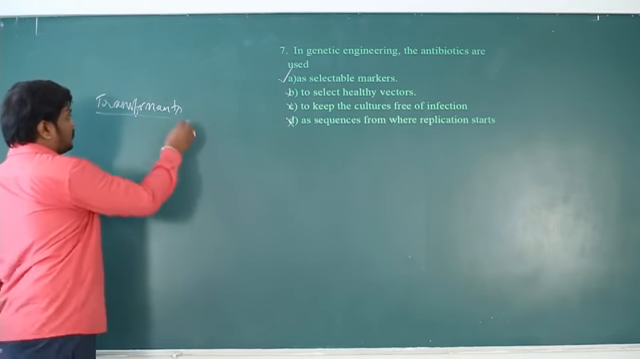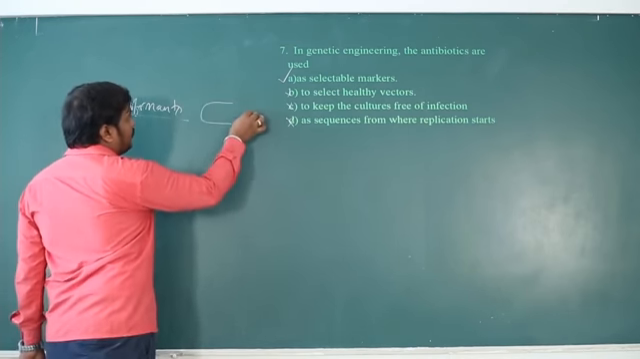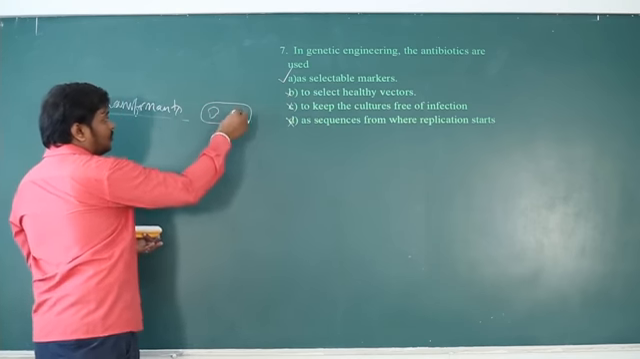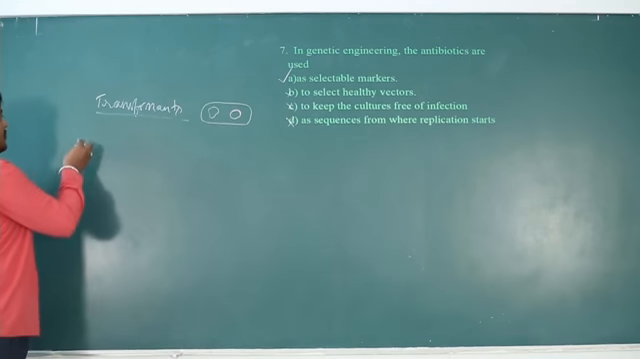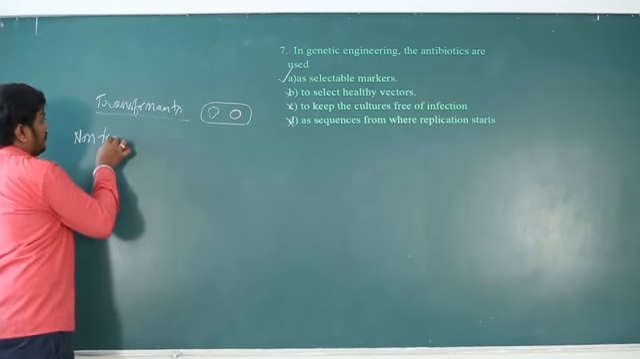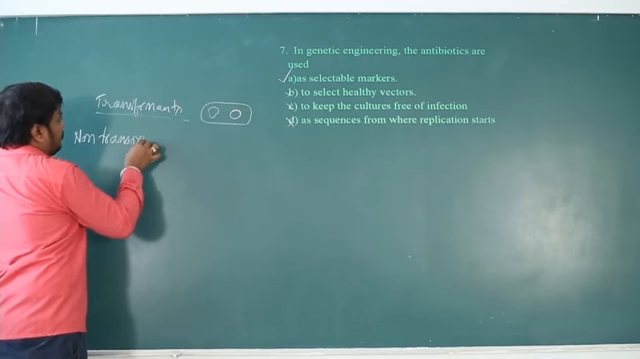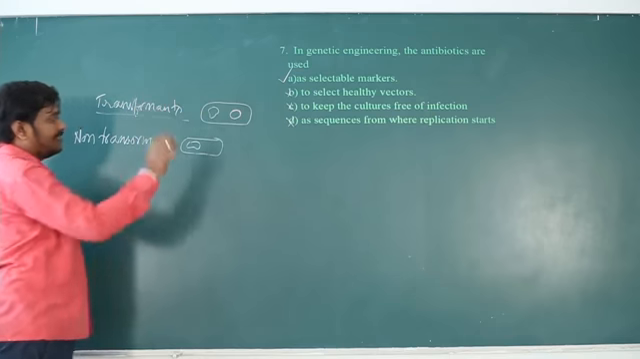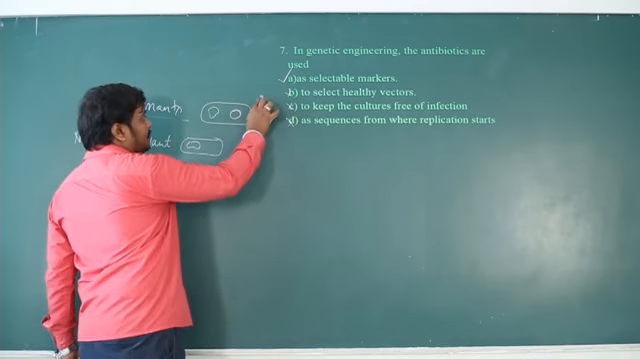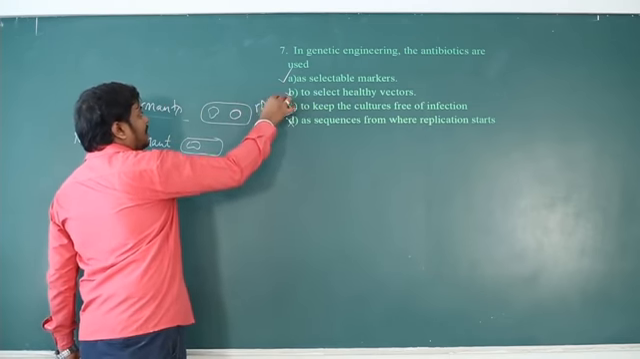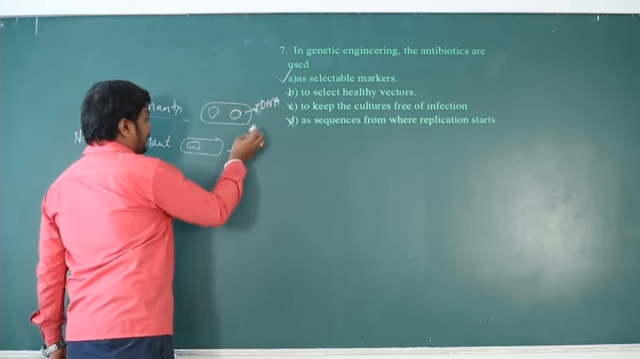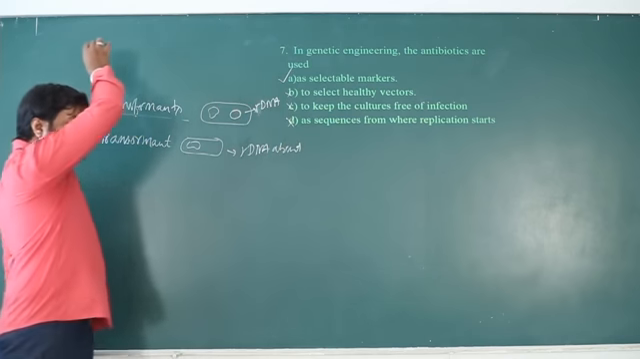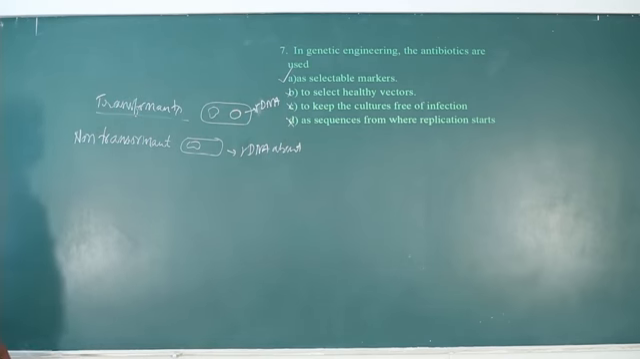Okay, so what are those transformants? Transformants are the bacteria which take up the rDNA. The bacteria that take the rDNA inside become transformants. Opposite to this is non-transformant. Non-transformants are those which have not taken up the DNA. So here rDNA is present, and here rDNA is absent. The one which has taken up that desired DNA containing plasmid becomes a transformant.